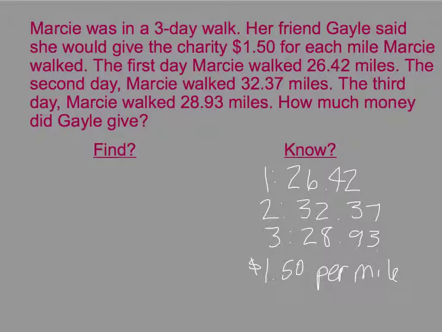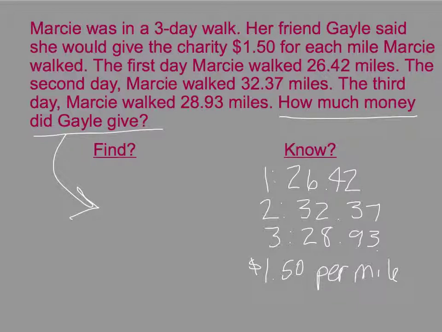This is the stuff we have to use to solve this final problem. The find column over on the left is just the question we're trying to answer. So in this case, how much money did Gail give? That's going to be our find. That's what we're looking for.